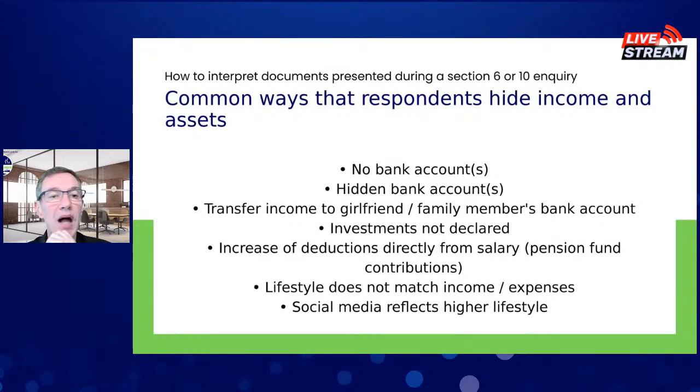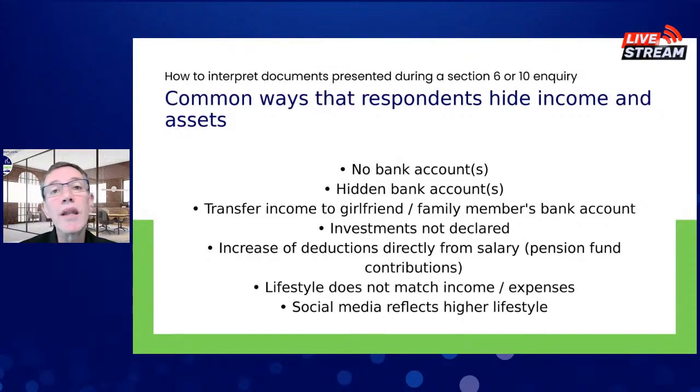Common ways that people hide the documents or hide their income or assets would be that they don't give bank accounts, or they just say that they don't have bank accounts, or they hide the bank accounts, or the income gets paid into a different bank account, the bank account of the girlfriend or the other family member, or the investments. They conveniently forget that they've got a 500,000 Rand in a Liberty or an Old Mutual investment somewhere, from a previous pension fund or something like that. They conveniently forget that.